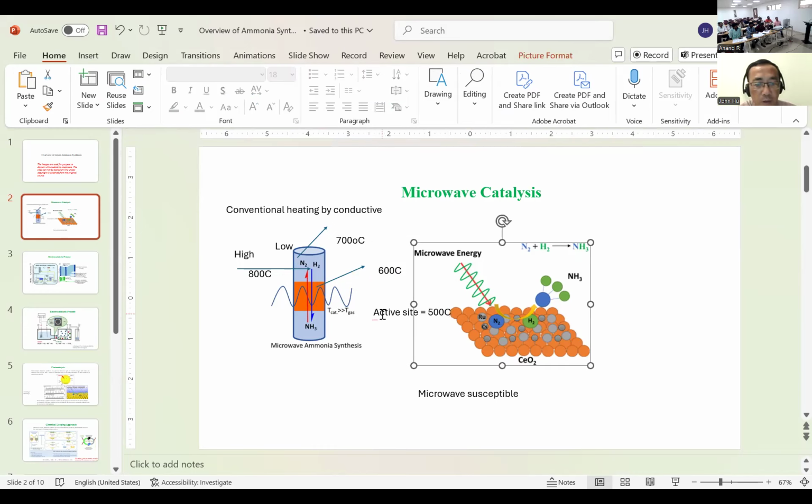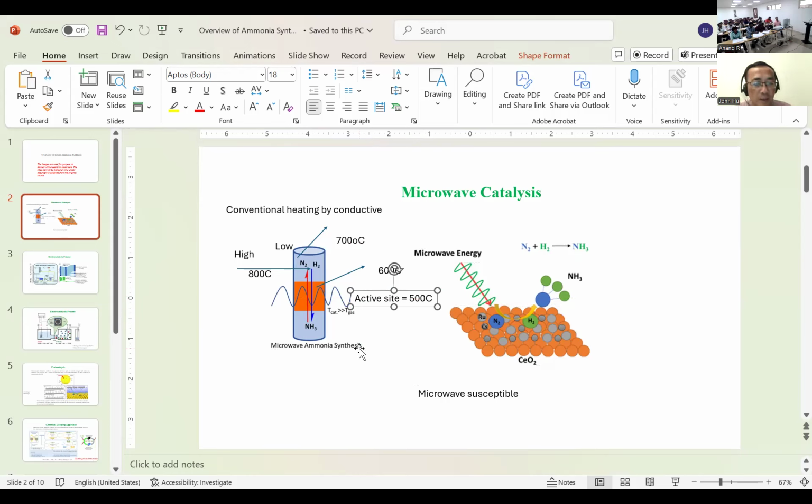I want to make sure everybody understands what I'm doing here. In conventional heating, let's say by conductive or convective heating, you have a heater set at 800 degrees C. Your reactor wall is 700 degrees C because of external heat transfer. Then the orange catalyst takes the heat from the reactor wall, maybe reaching 500 degrees C. Keep in mind, in terms of chemistry or catalysis, the reaction happens on the active site, which is the gray colored dot. You want the active site at 500 degrees C. So the heat transfer is from high to low.